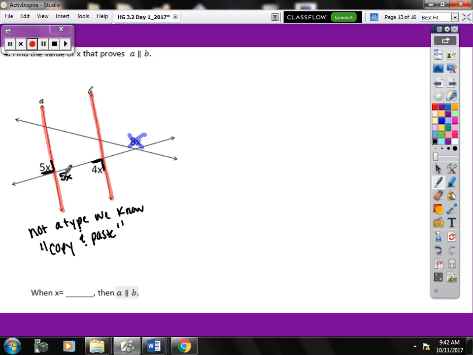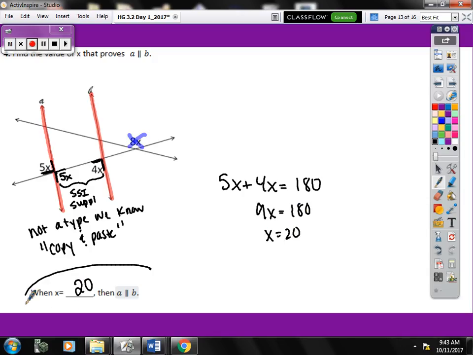Now when I move 5x here, what are these types of angles now? The 5x and the 4x. Joseph? These are same side interior, which will need to be supplementary. So I'll get 5x plus 4x equals 180. So 9x equals 180 and x equals 20. So when x equals 20, then A will be parallel to B. If x equals anything other than 20, they are not parallel.